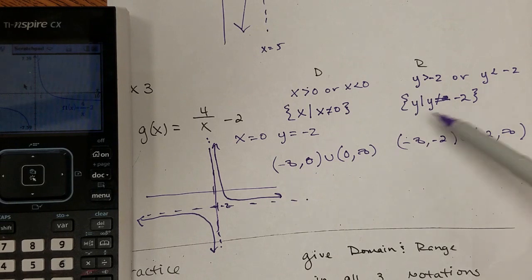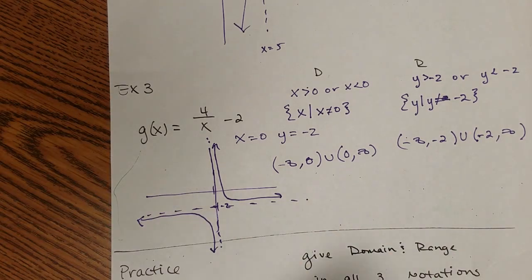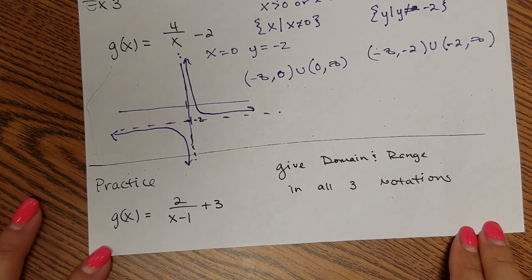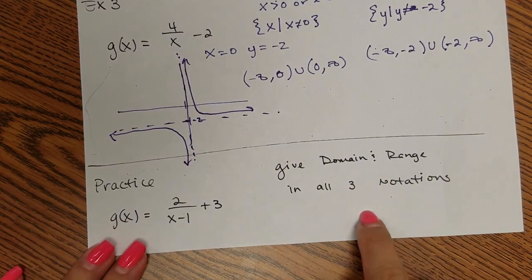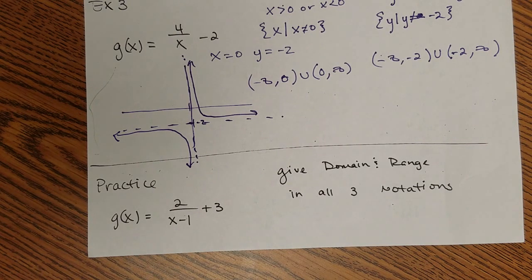Okay, so that's all we're doing here. I strongly recommend that you try to graph these and look at which way they go. I'll go over it a little bit more in class when I see you. If you have any questions, let me know. I have a practice problem for you. Give me the domain and range in all 3 notations. Okay, so I want all 3 of them. Other than that, I'll see you in class.